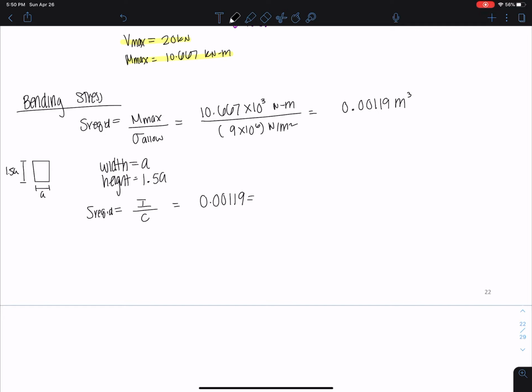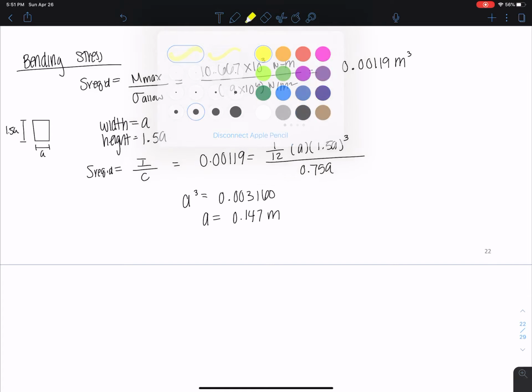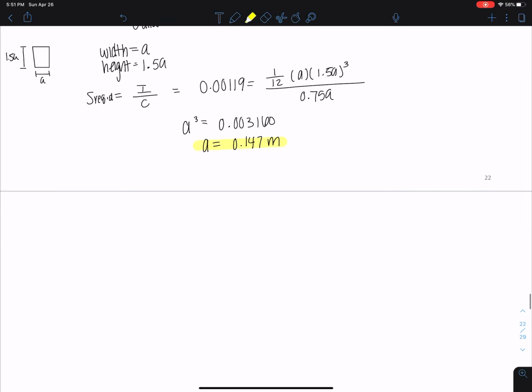0.00119 equals the moment of inertia of this, which is 1 over 12 A times 1.5A cubed, divided by 0.75A, and then we get A cubed is 0.003160, and we can solve for A as 0.147 meters. Okay, so this is the A value that we can solve for.